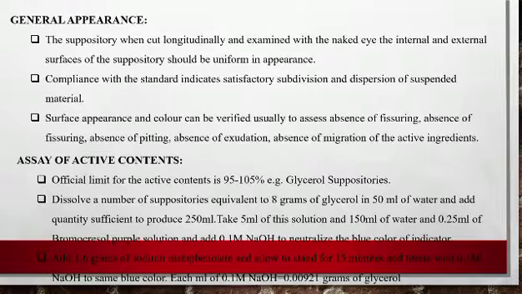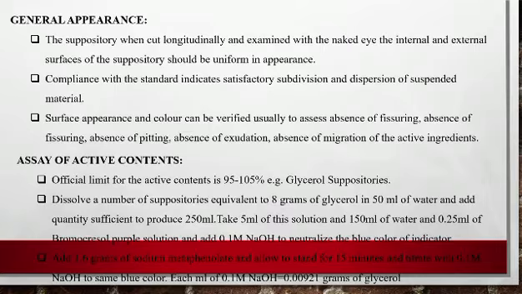The next is assay of active contents. Before sending them to the market, we have to check the assay of active contents present in the suppositories. The official limit for the active contents is around 95 to 105 percent purity. For example, mainly for glycerol suppositories.